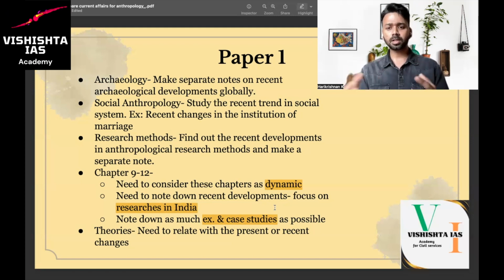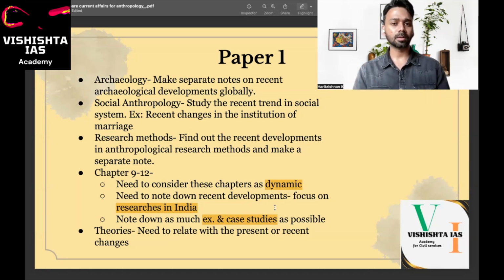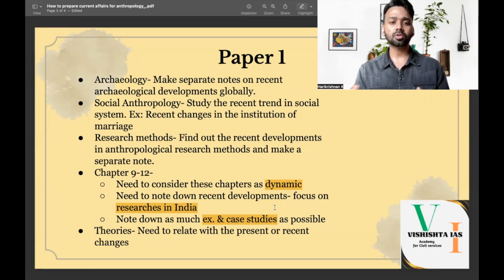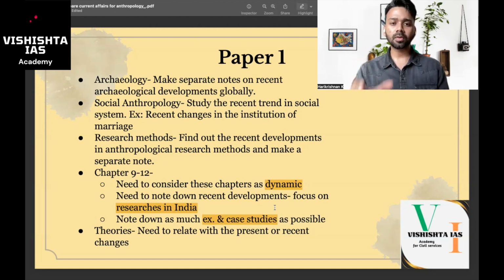From the perspective of anthropological theories, you need to make sure your answer has some current relevance. For example, if there is a question about structuralism, you will explain Levi Strauss, his theory and everything, which is already mentioned in the book. But in the end, try to relate it to the present perspective. Try to relate how structuralism is helping anthropology in recent times, or compare it with the postmodern school of anthropology.